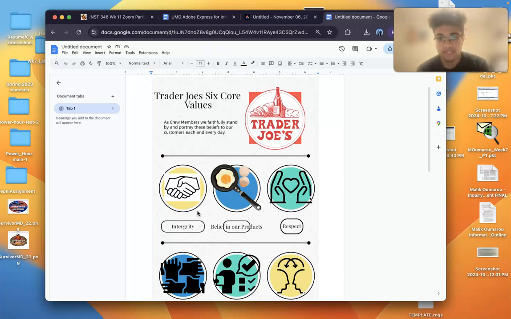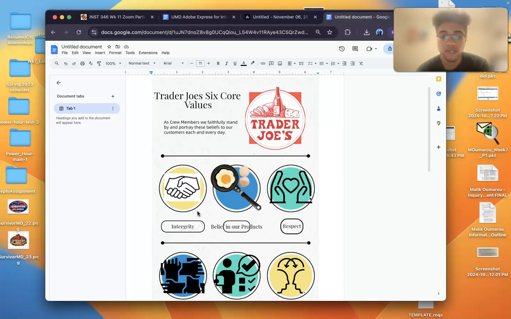Respect. Respect is incredibly important. Obviously, at Trader Joe's, we're all about the customer experience and making sure that the customers feel as comfortable and are having as good of a shopping experience as possible. So respect is one of our top three core values that's super important to be showing to the customers at all times, no matter how wrong they may be.